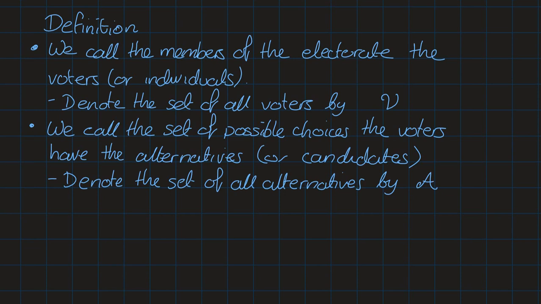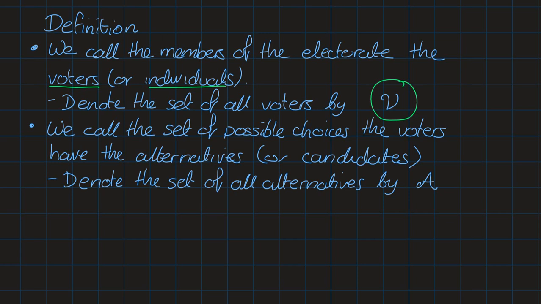We call the members of the electorate the voters, or sometimes the individuals. I'm going to try and use the word voters. And we denote the set of all voters by this symbol right here, which is like an uppercase script V. So this denotes all of the voters. This one's pretty straightforward. The next part is maybe a bit more surprising.